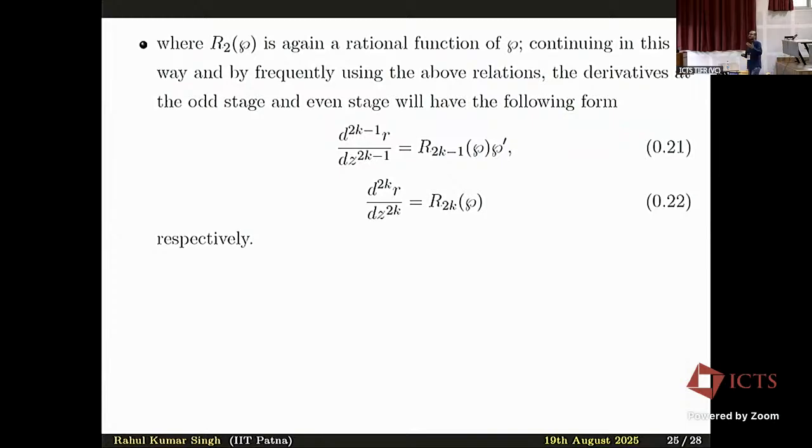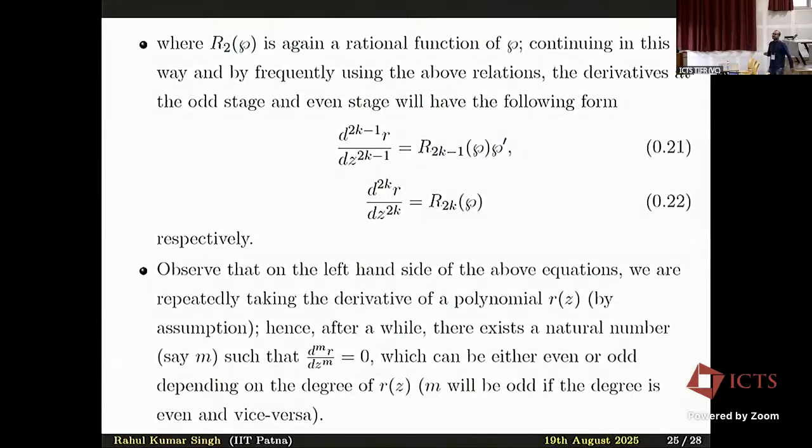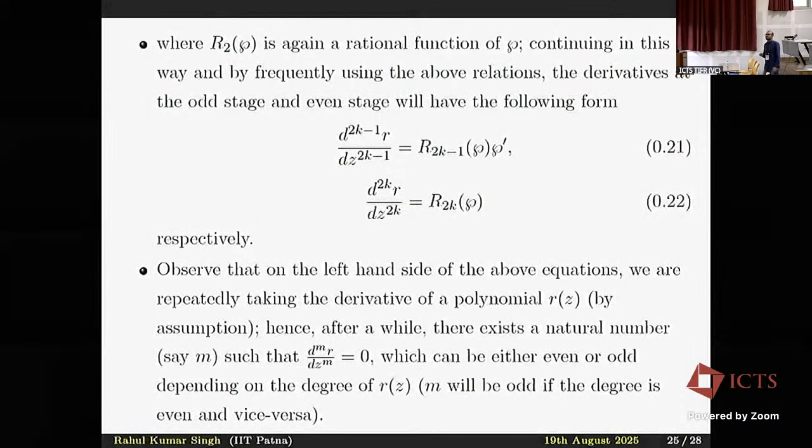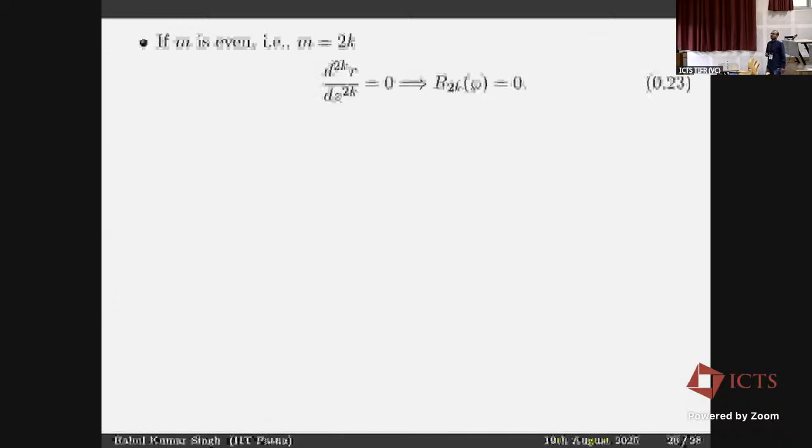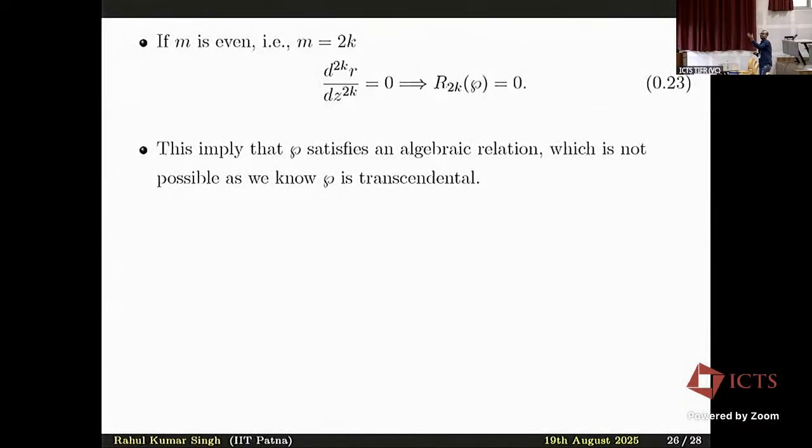So you will get some natural number m so that this derivative will be 0. And of course, this m will depend on the degree of the polynomials. In any case, suppose m is even, the degree of the polynomial is even. Then we know this is what we get at even states, and there is simply an algebraic relation. So this implies that p satisfies an algebraic relation, which is not true. And this showed that p is transcendental.